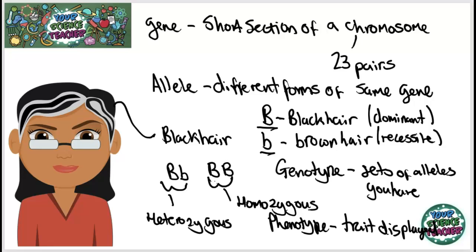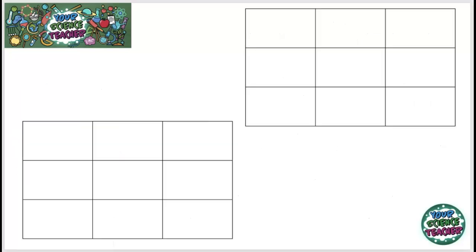Now, something important to remember about recessive genes is you need 2 of them for that trait to be shown. So you need the one from your mother and your father in order for that trait to be shown. Now, we can use Punnett squares in order to work out the chance of someone displaying a certain trait.